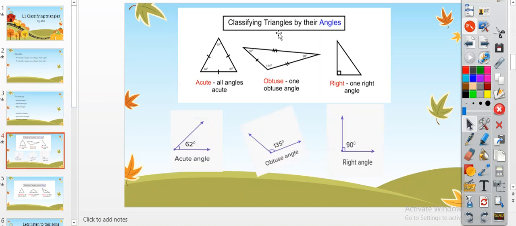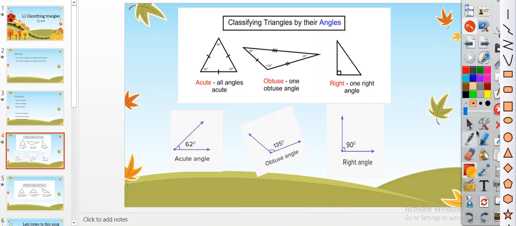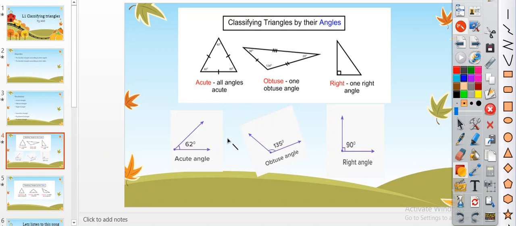To classify triangles by their angles, simply revise with me the types of angles. This type is called a right angle, this angle is called an obtuse angle, and this angle is called an acute angle. Then by drawing a line here to the acute angle, you're going to have an acute triangle. By drawing the third line for the obtuse angle, you're going to have an obtuse triangle. And finally, by drawing a line here, you're going to find a right triangle.